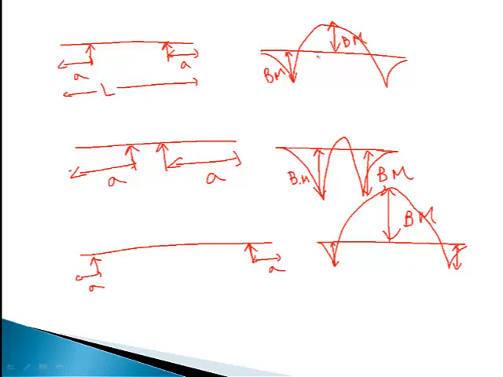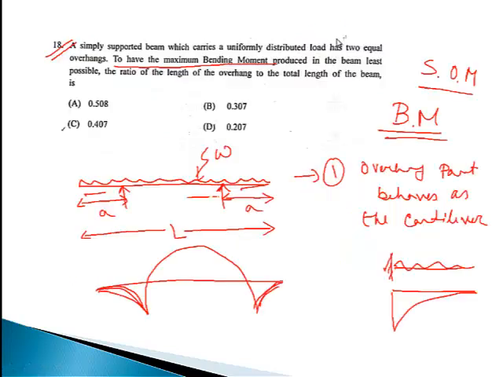Because if you remove the overhang in this area, this bending moment will increase. If you decrease the overhang, this one will increase. So, a position will be there for the overhang, that this moment and this moment will be equal. That is the least possible bending moment which may be produced in the beam. So, this is the condition, you have to understand the question.